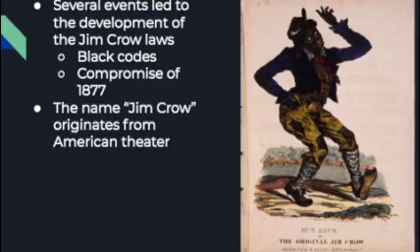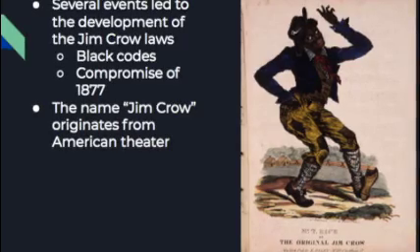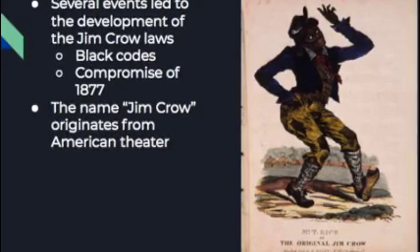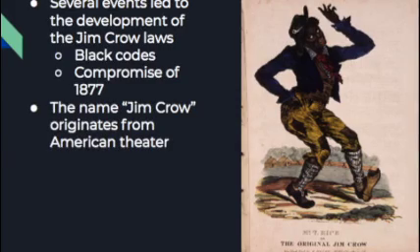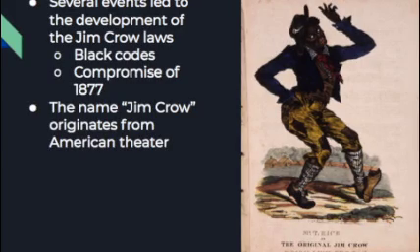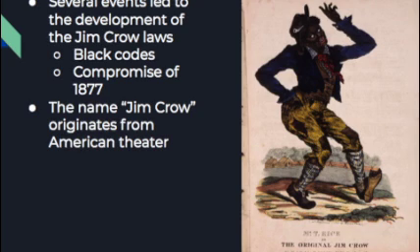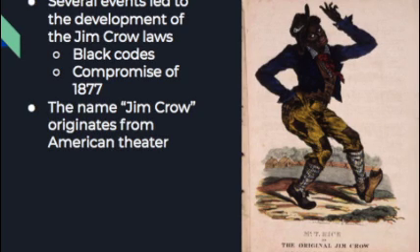Another interesting precursor to the Jim Crow laws was the creation of Jim Crow, a theatrical character. This character was often portrayed as a clumsy, dim-witted black slave. Eventually, this character was adopted as a derogatory term for African Americans and came to signify the social and legal segregation of white and black Americans.